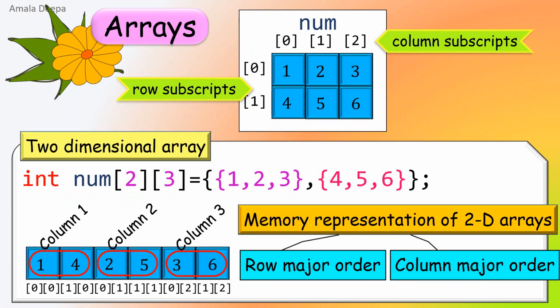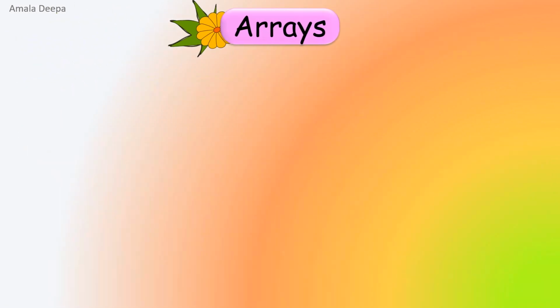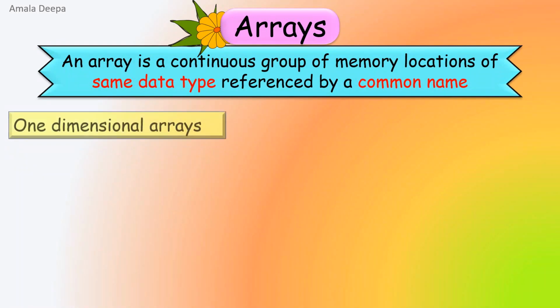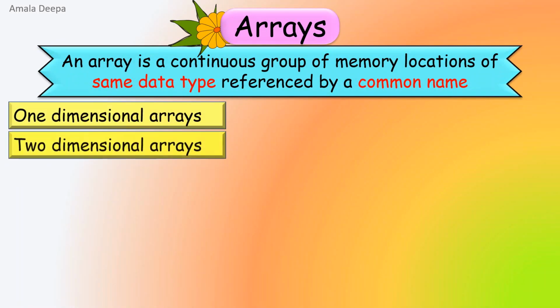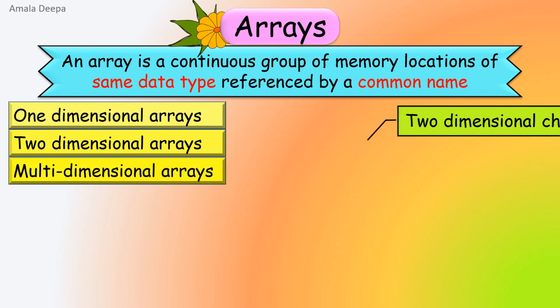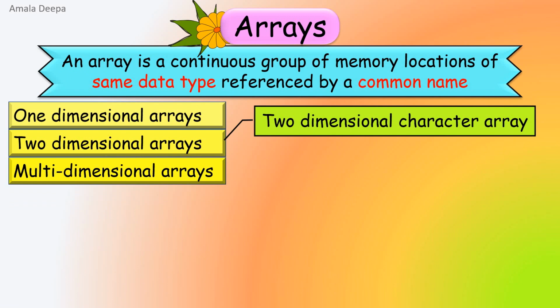With this, I come to an end of this session. Let me once again review all the topics that I taught you in this session. What is an array? An array is a continuous group of memory locations of the same data type referenced by a common name. Arrays are of three types: one-dimensional arrays, two-dimensional arrays, multi-dimensional arrays. A two-dimensional character array is also called an array of strings.